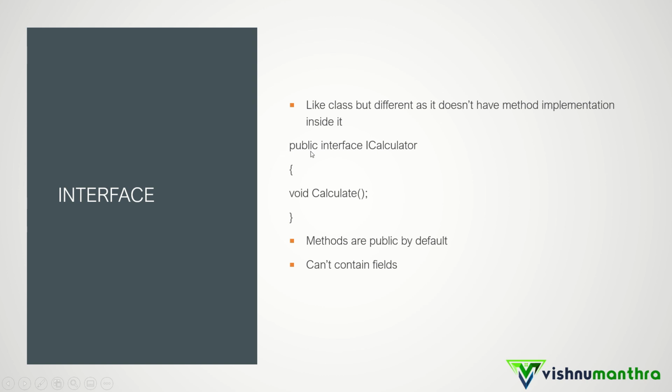We declare an interface similar to a class. We have the access modifier, then the interface keyword followed by the interface name. We will have the method declaration, but we won't have any method implementation inside the interface. The implementation of this method will happen inside another class. When we get into interfaces, we can detail more about that. Also note that we didn't mention the access specifier here. By default, all the methods will be public inside an interface, and it cannot contain any fields. That means it cannot have something like int a. We can't create any fields inside an interface.